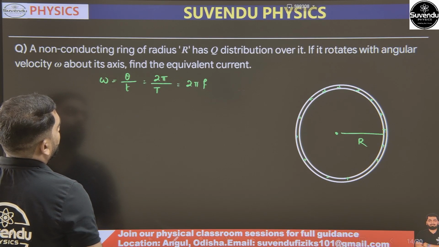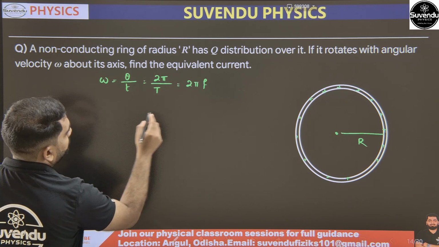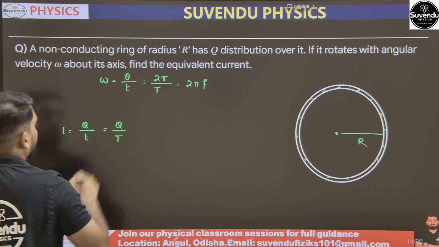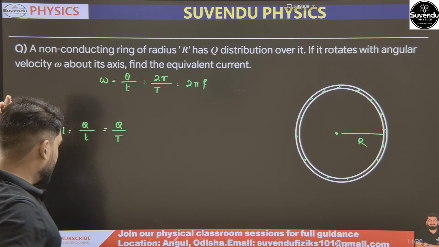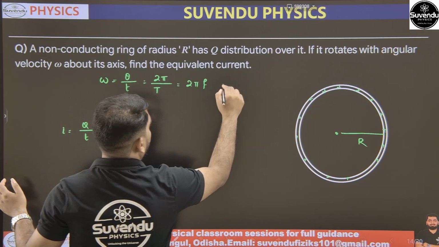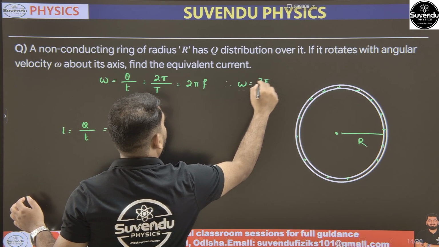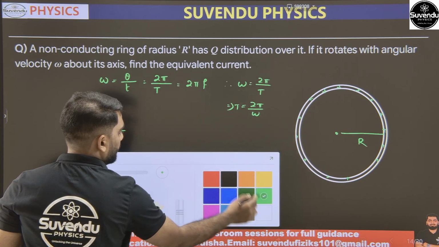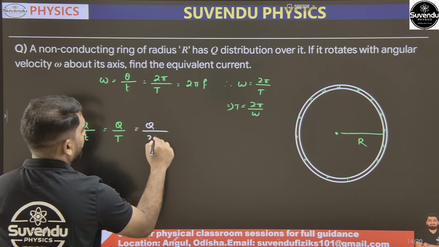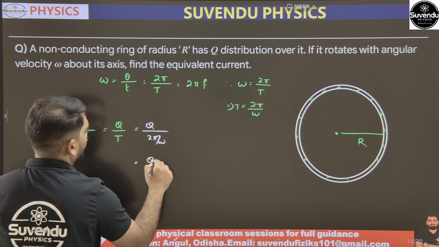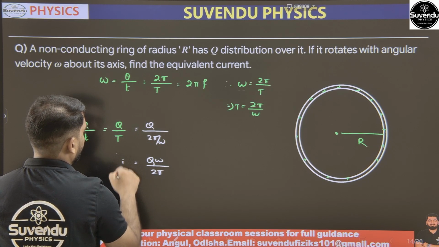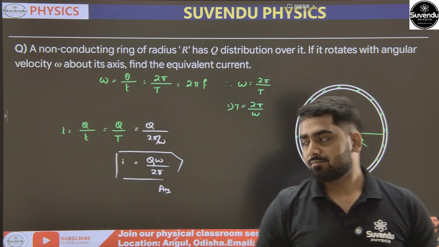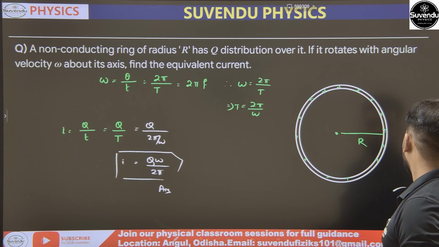That means we can say I is equal to Q divided by T. Clear? Charge is Q, which is mentioned, and what is the T value? From this expression, omega is equal to 2 pi by T. So T will be 2 pi by omega. Putting the respective value, Q divided by 2 pi by omega. Final answer: Q omega by 2 pi. This is our current as per the given data in our question paper.